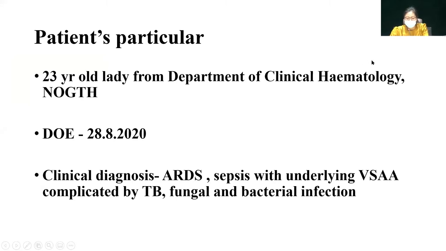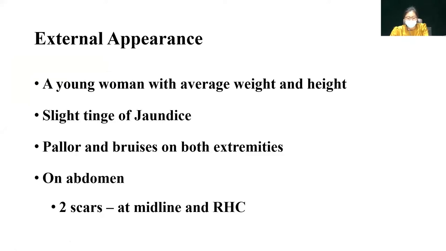A 23 year old lady from the Department of Clinical Hematology Unit, now our general admission hospital, expired on 28 August 2020 with ARDS, sepsis and underlying very severe aplastic anemia complicated by TB, dengue, and malaria infection. On external appearance, a young woman of average weight and height, she has slight jaundice, macules and bruises on both extremities. On the abdomen, there are two scars, a midline and one in the right hypochondrial region.